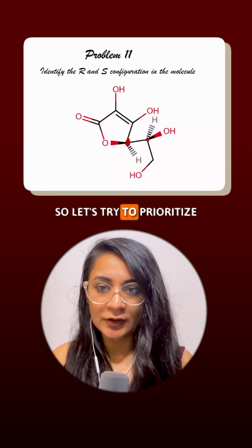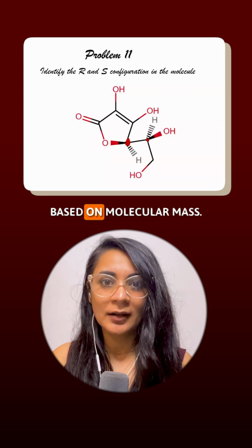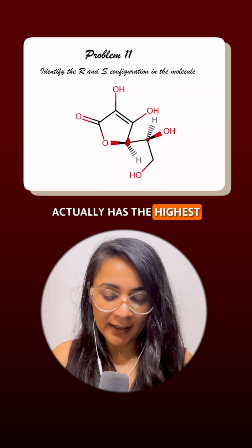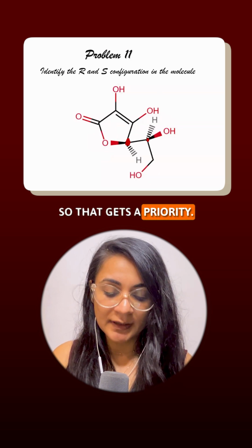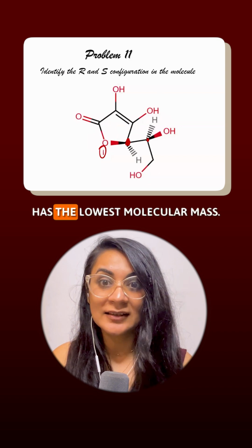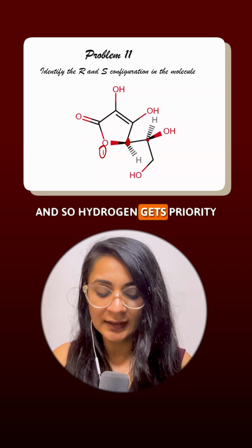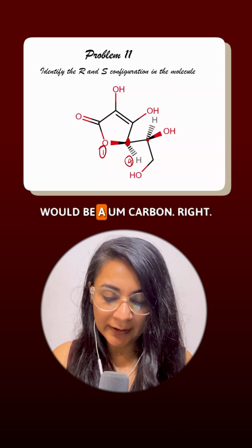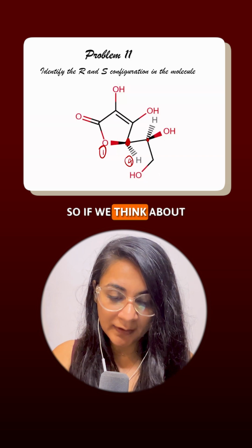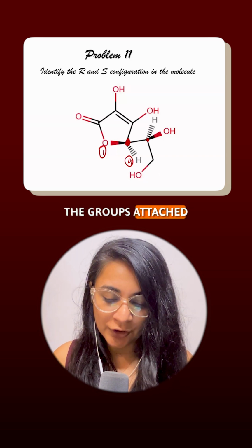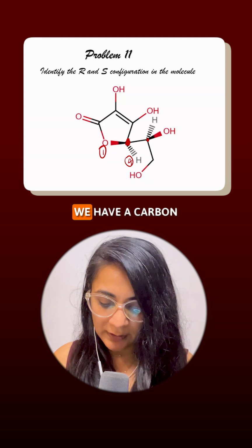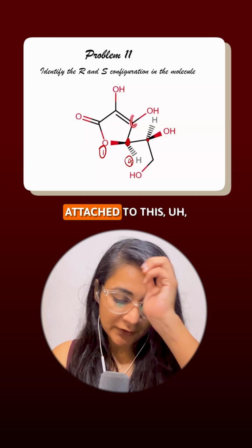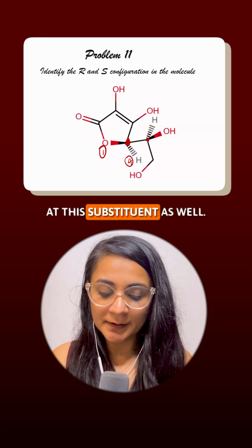So let's try to prioritize these attachments based on molecular mass. Oxygen has the highest molecular mass, so that gets priority number 1. Hydrogen has the lowest molecular mass, and so hydrogen gets priority number 4. Then the second priority here would be a carbon, right? If we think about the groups attached to the chiral center, we have a carbon on this side, and a carbon attached at this substituent as well.